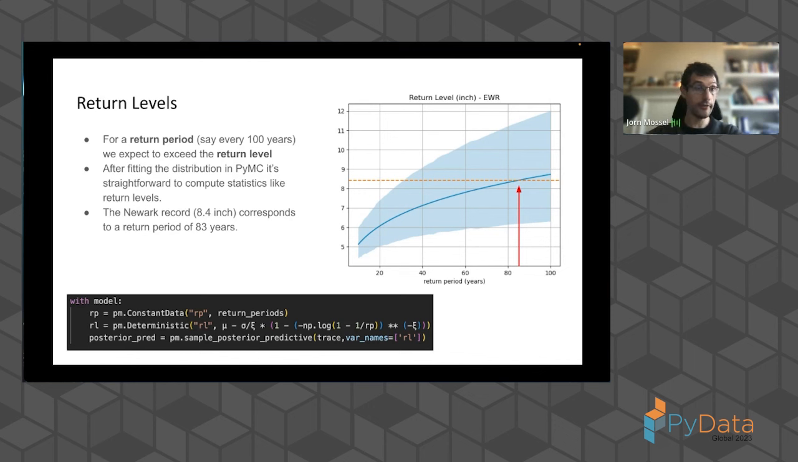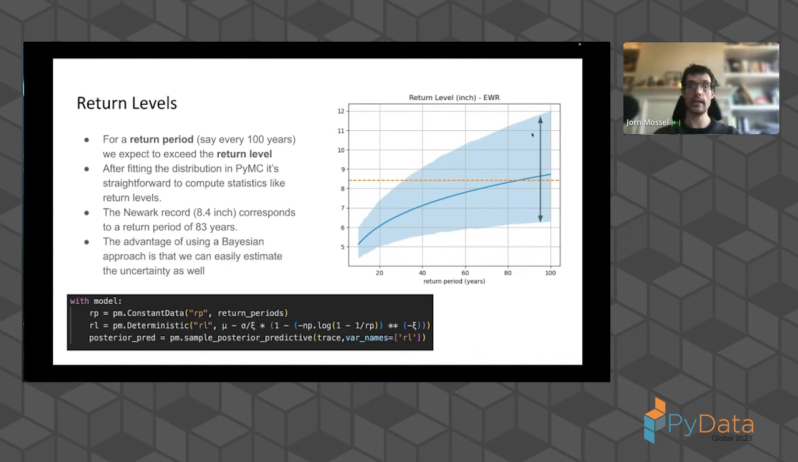So we can read off for our example in hand. When we observed the 8.4 inches, that actually corresponds to an event we expect to happen every 83 years. So that's relatively extreme. But as I mentioned before, there's quite some uncertainty here.